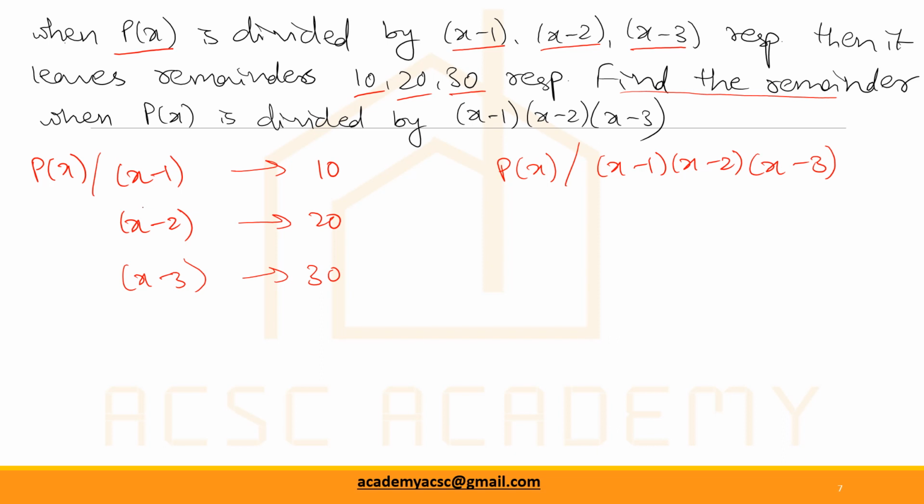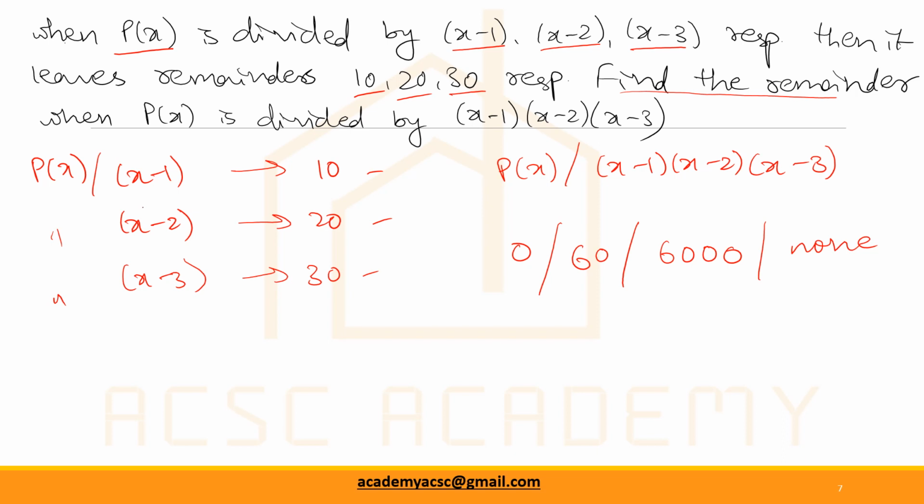So that is our question. When we were dividing them individually, the remainders were 10, 20 and 30. So now when we divide by the product of all the three, what will be the remainder? Will it be 0, or the sum of the three, that is 60, or the product of the three, that is 6000? Or none of these. These are the 4 options that we have. So how should we approach this problem?